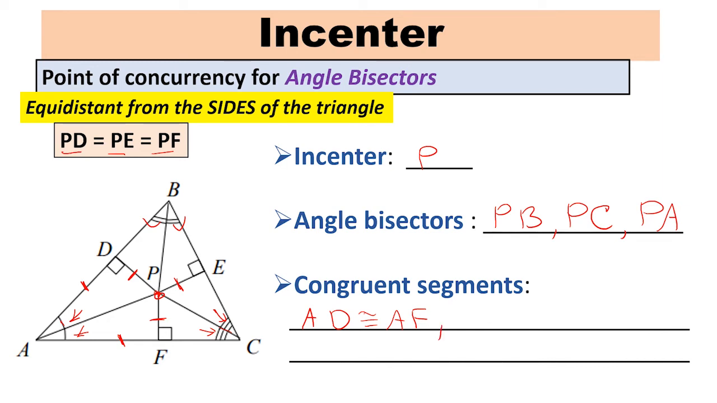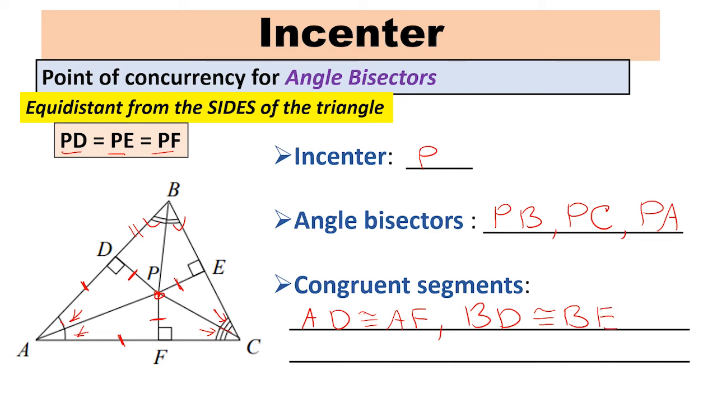And next, BD is congruent to BC. So BD is congruent to, this should actually be BE.